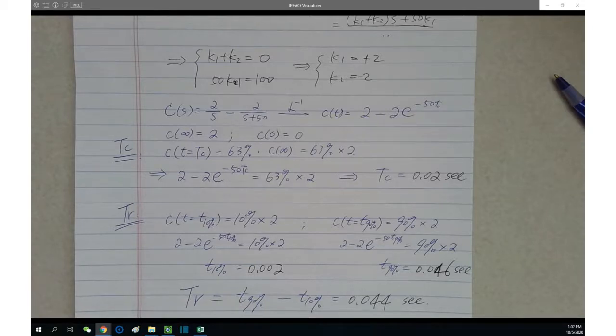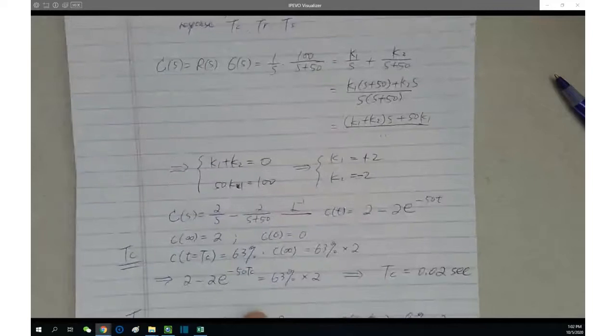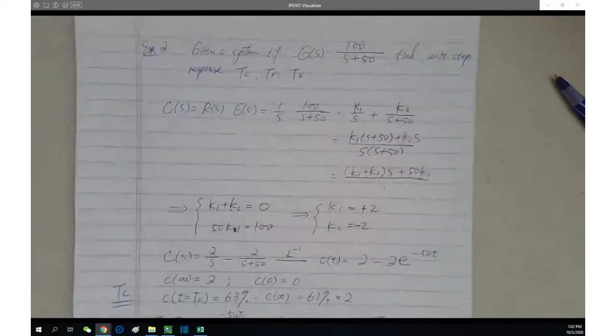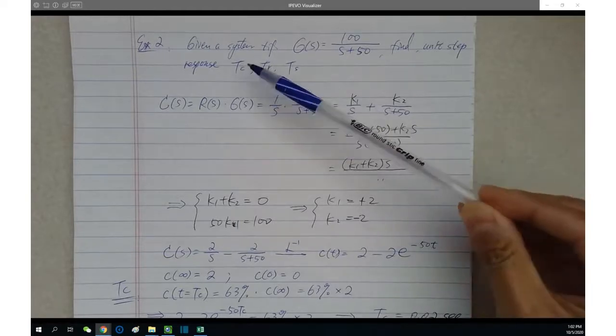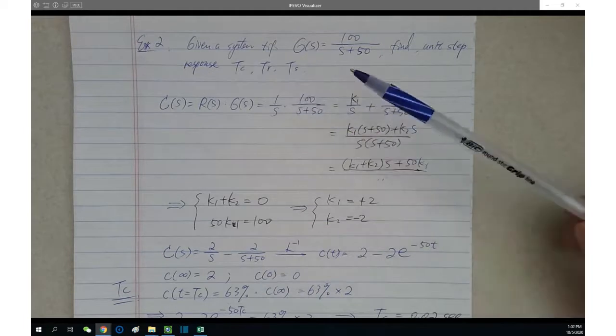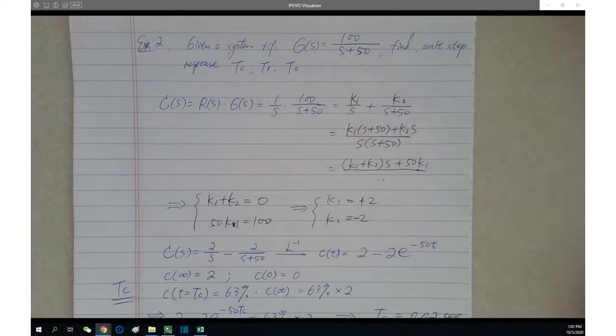Okay. So here, under my document camera, I'm showing the previous example number two. Given a first order system transfer function and looking for the specifications, which are three time constants, right? TC is the time constant, TR is the rise time, TS is the settling time, right? We have three different definitions respectively. According to which we're going to come up with the time moment values.